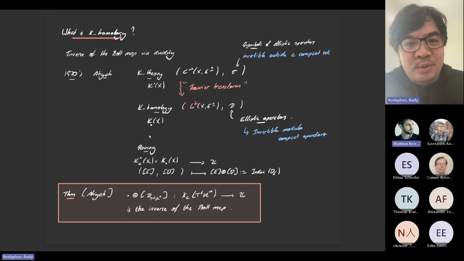So basically what happens here is that the Bott map was going from Z to the K theory of that. And if you want to get the inverse, so from the K theory of that to Z, you just have to use the pairing that's above and pair with the Dirac operator on R2n.